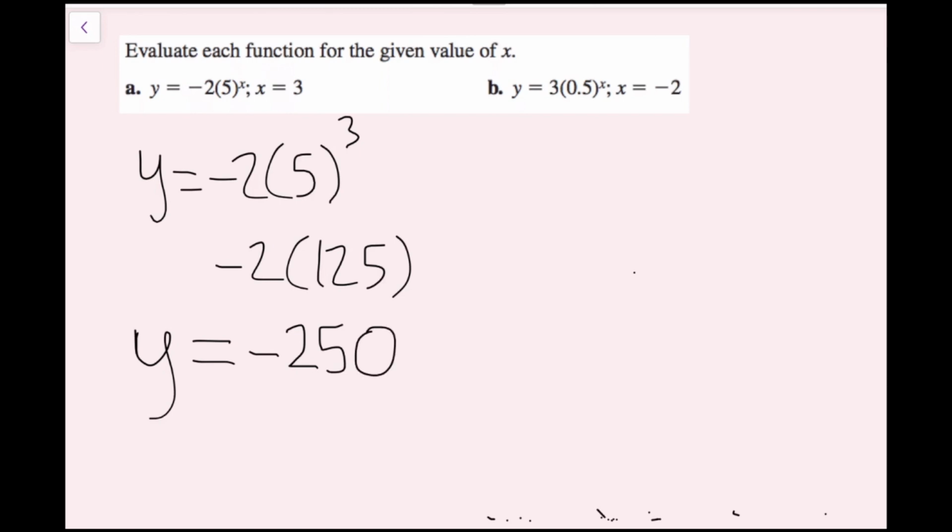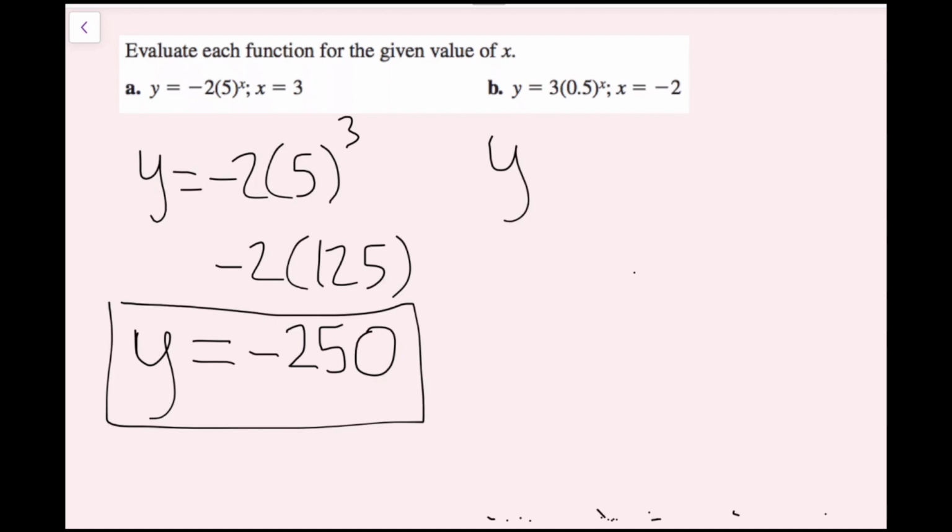Now we're done with part A. For part B, I'm going to do the same thing. I'm going to plug in my x value. So I get y equals 3 times 0.5 to the negative second power. If you remember, this negative exponent really means that I can flip this. I can put this on the bottom of the fraction. So this is really going to become 3 over 0.5 squared.